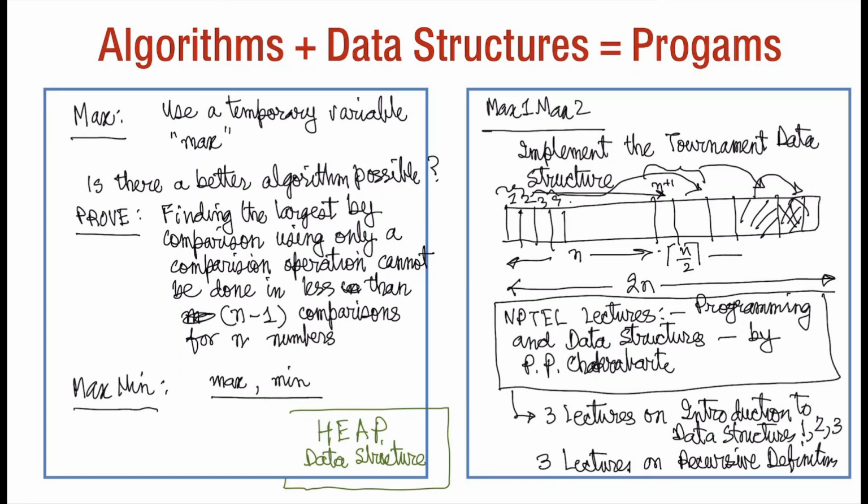This heap data structure is a more efficient version of this tournament data structure, which uses only n elements and stores them in an array of size n. It does the whole thing of finding the largest, second largest, and the whole of sorting, the same process that we did using the tournament, in a more efficient manner, and that will be discussed in a subsequent class.